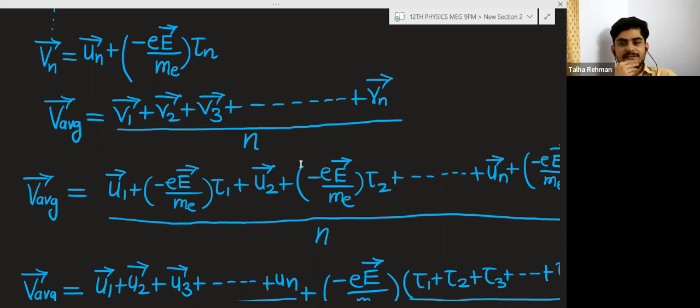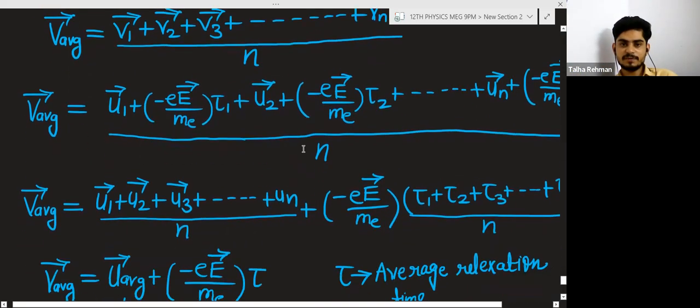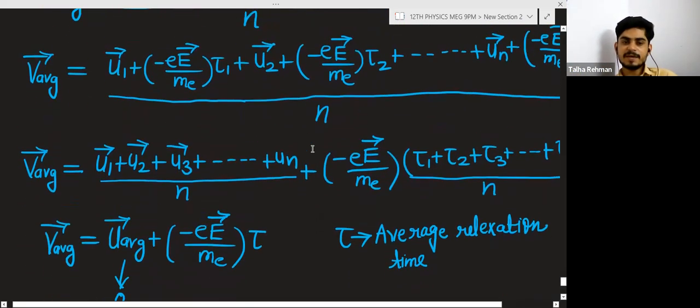From the equation of motion, that is v is equal to u plus at, we calculated the final velocity of electron after two successive collisions with ions. After that, we took the average of final velocities, and that average of final velocities is the drift velocity.